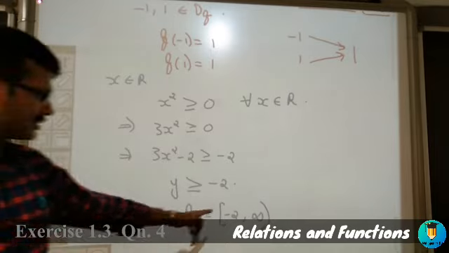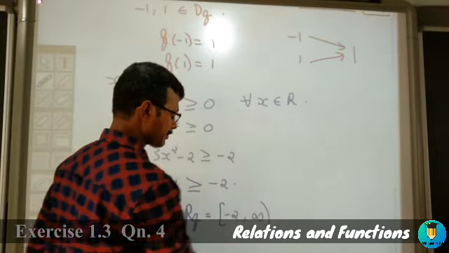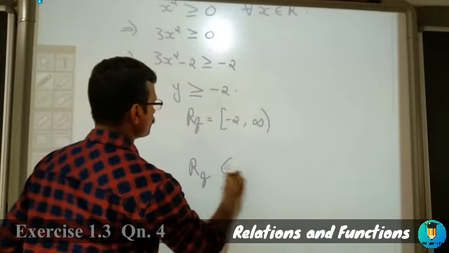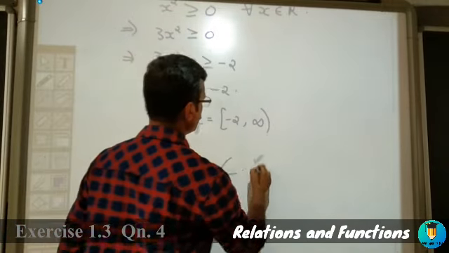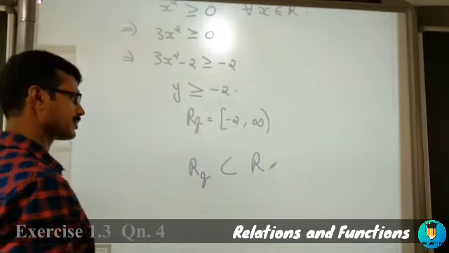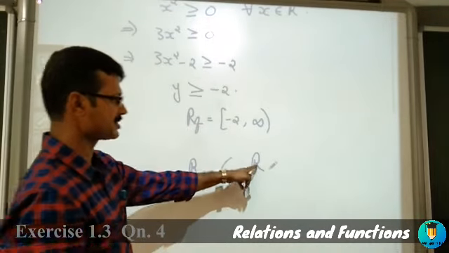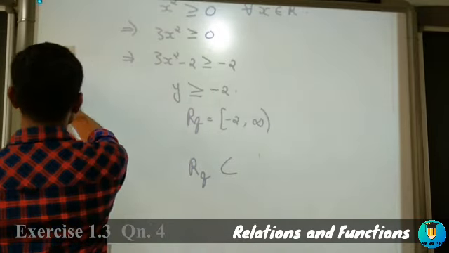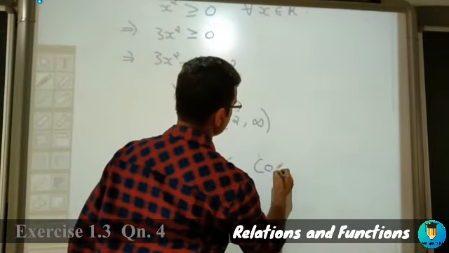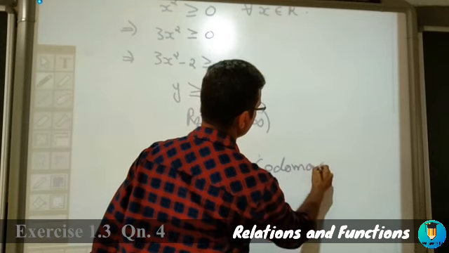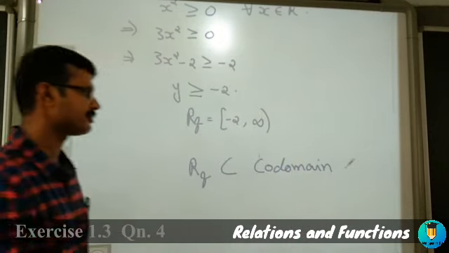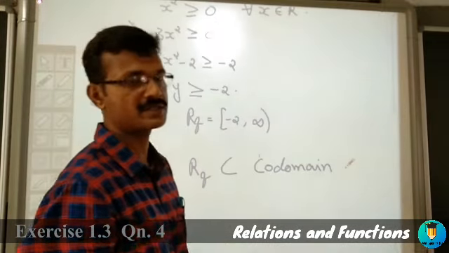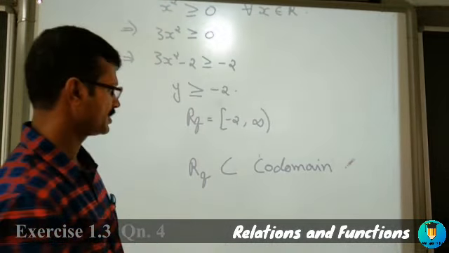Naturally we know that this is a subset of the real numbers. This range of f is a proper subset of the codomain. You can write codomain here. It's a proper subset of the codomain. Therefore, we can say that the function is an into function.